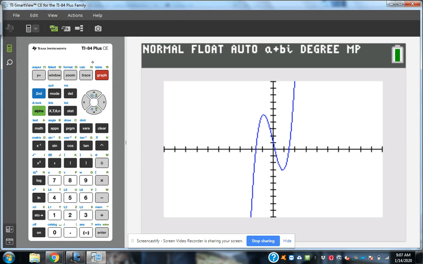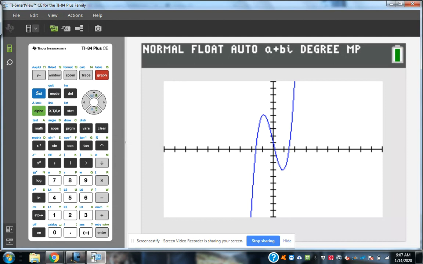In this graph, where does it look like there's a local maximum? At the top of that little hump there, right? Where does it look like there's a local minimum? Bottom of this little trough. Okay. Now, let's get the graphing calculator to help us find that.